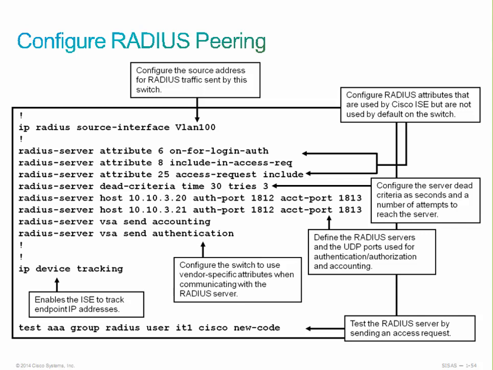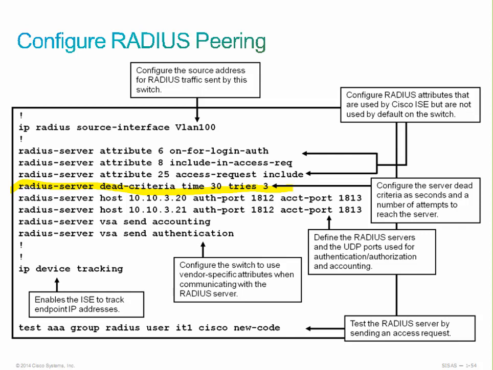Now we also have the ability to specify the dead criteria. Basically, there's two different components to this, the time and the tries. We see the actual command right here, radius server dead criteria time 30 tries 3. The time is the time in seconds where the switch does not need to get a valid response from the radius server.